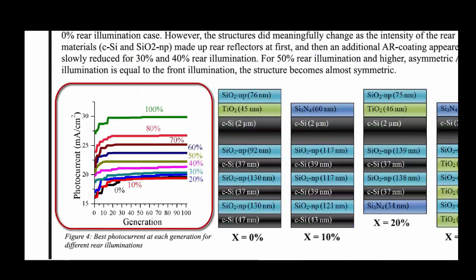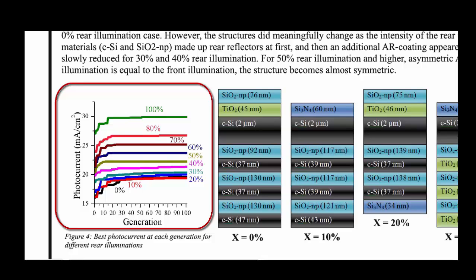So in terms of results, looking at our chart in figure 4, it shows how our photocurrent is increasing over different generations. So cycles through that whole evolutionary process. Each of those lines is for a different amount of rear illumination. So 0% is no rear illumination, 100% is equal illumination from both sides, 50% is half the intensity from the rear as from the front.